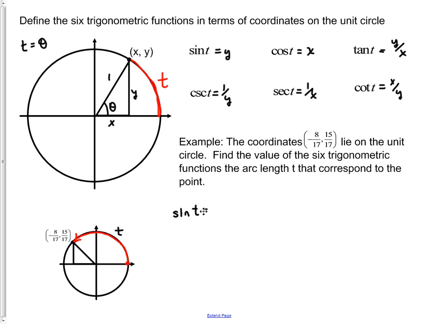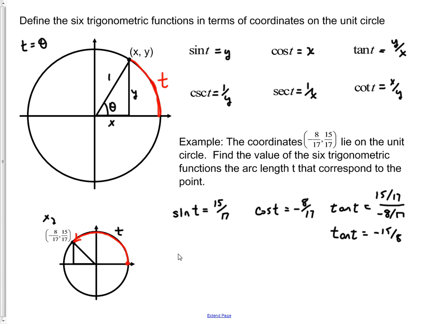Well, in this case then, for this arc length t, we could say that the sine of that arc length t is equal to the y coordinate, 15/17. Cosine of that arc length t is equal to the x coordinate right here, negative 8/17. How about tangent? Well, tangent, very simply, is equal to y over x. So if I take 15/17, if I'm paying attention, and divide that by negative 8/17, then my tangent of t will be equal to the ratio negative 15/8.